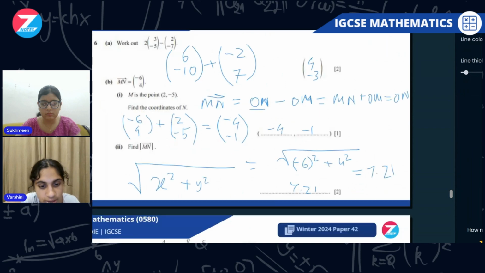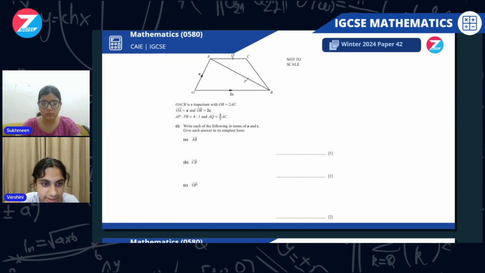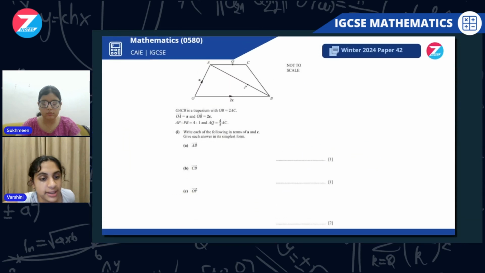7.21. So now going on to the next question. So again, there are vectors. OACB is a trapezium with OB equals 2AC. So we know OB is twice this, and we also know OB is equal to 2C. So that means this is half of 2C, which is just going to be C as AC. OA is equal to A and OB is equal to 2C.